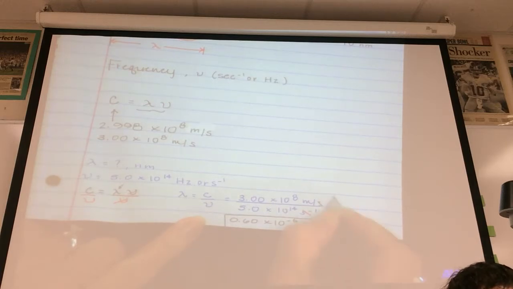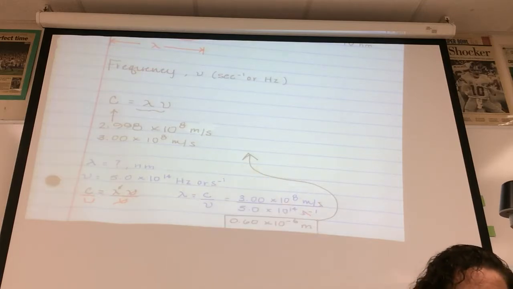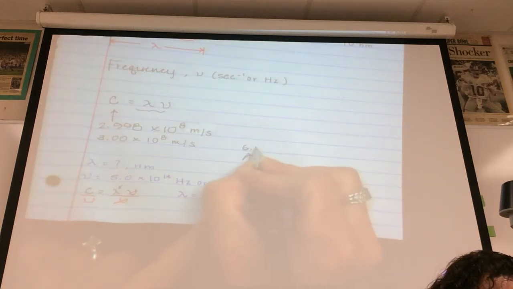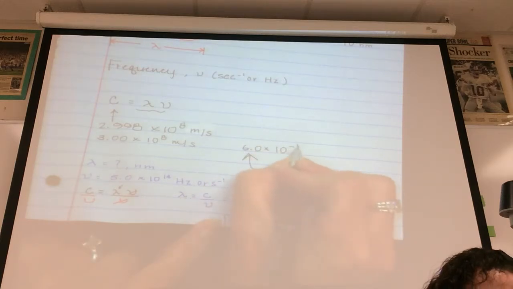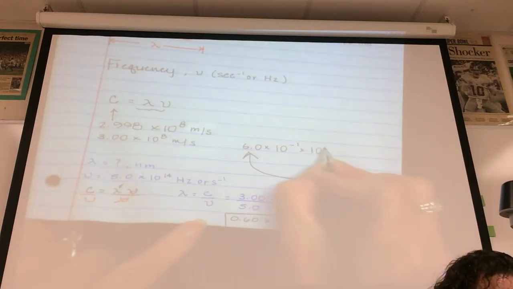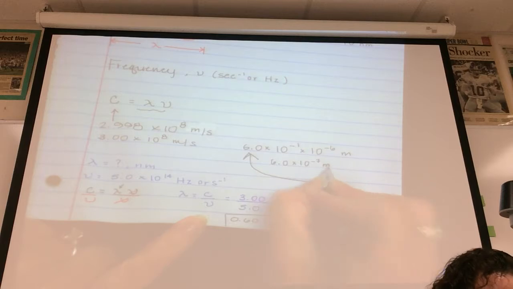You don't write scientific notation like that, and the question called for nanometers. I'm running out of space, so I'm going to swing here. 0.6 is the same as 6.0 times 10 to the -1, correct? Times 10 to the -6, and that's 6.0 times 10 to the -7 meters.